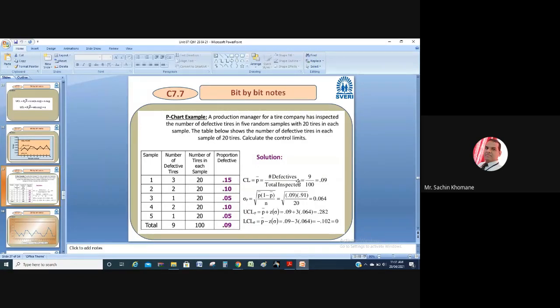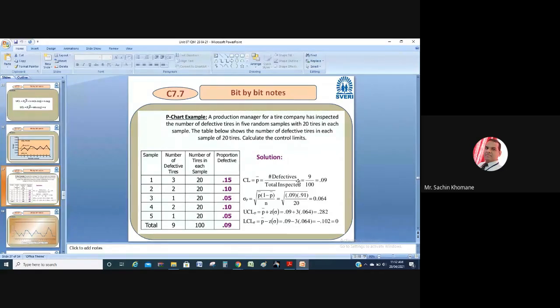When should the P chart be used? The P chart and the C chart belong to the attribute type of control chart, right? P and C. So what is expected in the P chart, or when should the P chart be used? When you want to find out the number of defective products from a given sample. That time P charts are important.